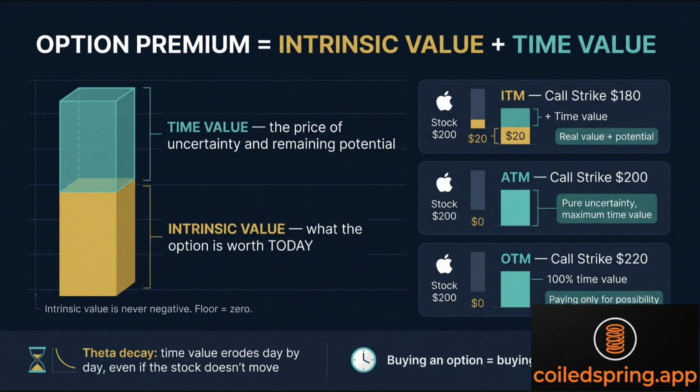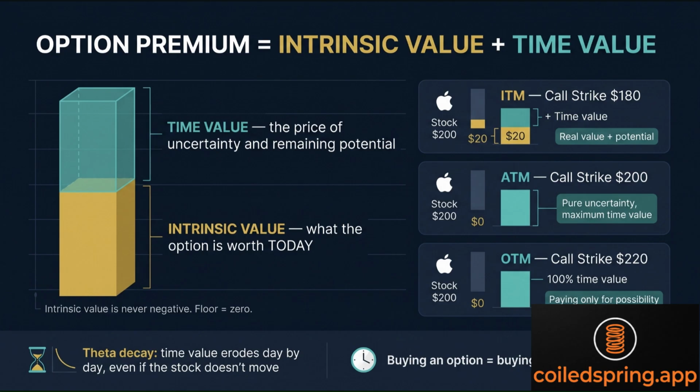Second option, call with strike $220. This is out of the money. The strike is $20 above the current price. Apple hasn't reached it yet. If you exercise right now, it would be worthless. Intrinsic value is zero. But the option still has a premium, and every single cent of that premium is time value. You're paying purely for the possibility that Apple moves up more than $20 before expiration.